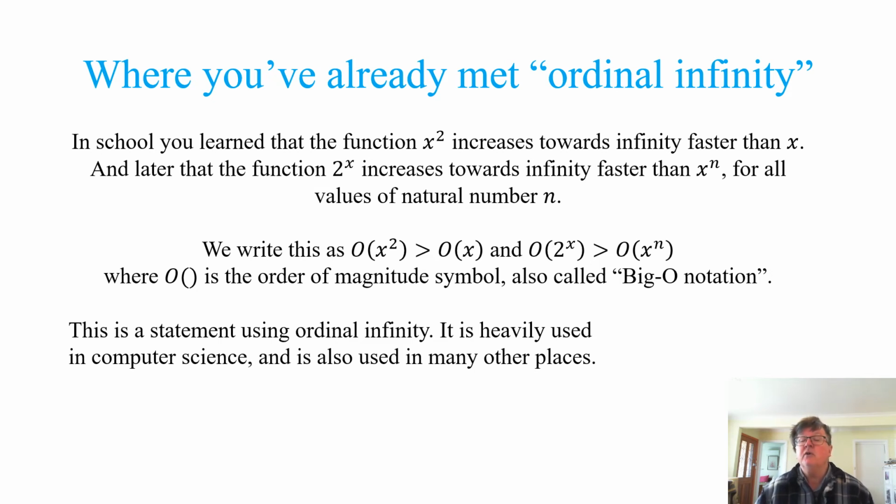This is a statement using ordinal infinity. You can see that it's not true for naive infinity, because in naive infinity you don't have infinity squared is greater than infinity. And you can also see that it's not a function of cardinal infinity, because Aleph null squared is the same as Aleph null. Aleph null squared is not greater than Aleph null. Big O notation for order of magnitude is heavily used in computer science and is also used in many other places, such as physics.